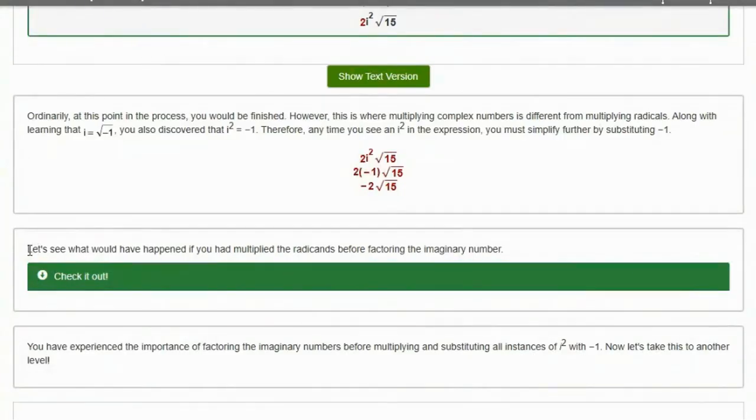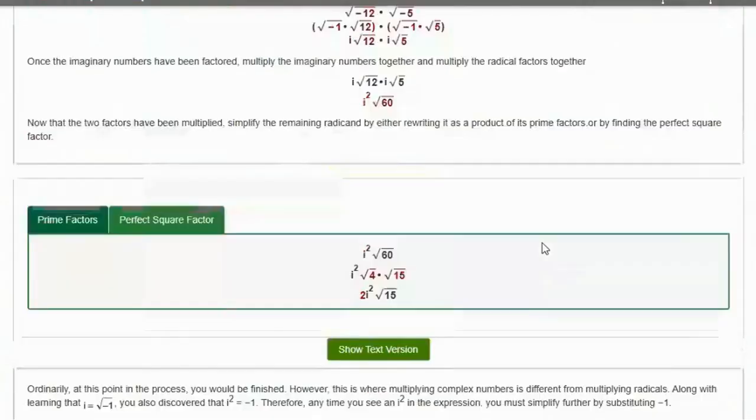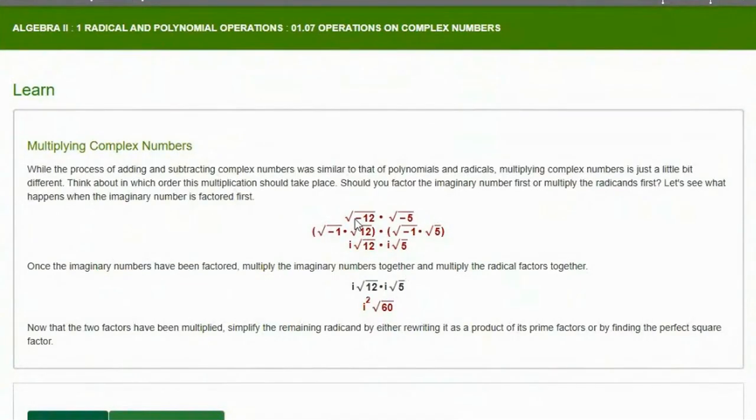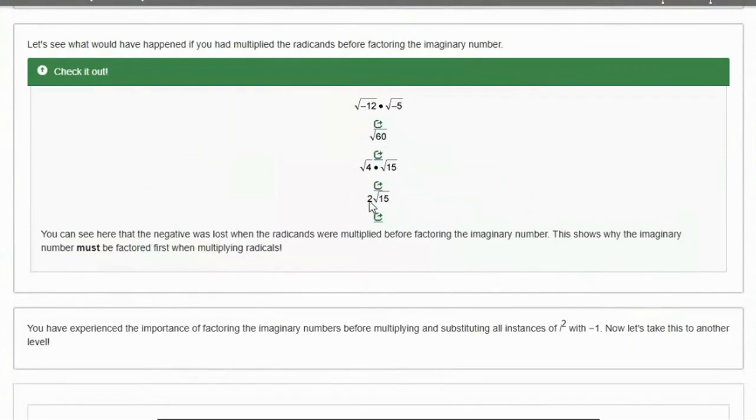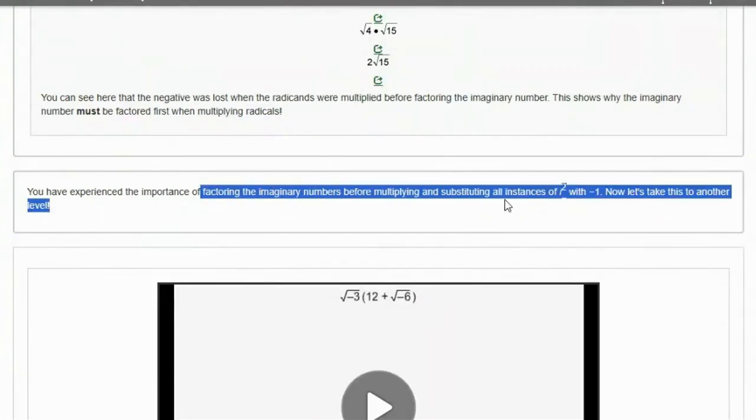This is a good thing. Let's see what happens if you had multiplied the radicands first. Like if the first thing you did, say, okay, square root of negative 12 times the square root of negative 5, I'm going to say that's the square root of 60 because I just multiplied negative 12 times negative 5. If we had done that first, we'd have come up with 2 square roots of 15, and we'd have missed the negative, because the answer was negative 2 square roots of 15. So you have to factor out that imaginary number first, or else you're going to miss the right answer. So you have to factor imaginary numbers before multiplying and substitute all instances of i squared with a negative 1.